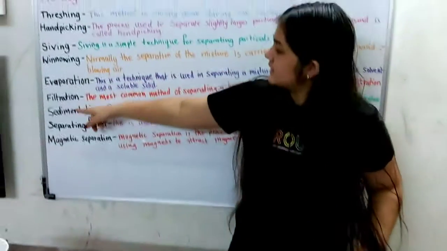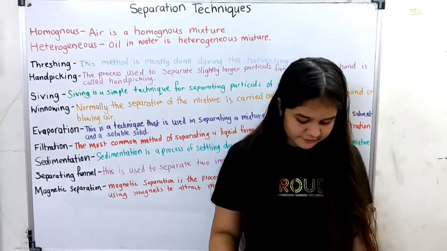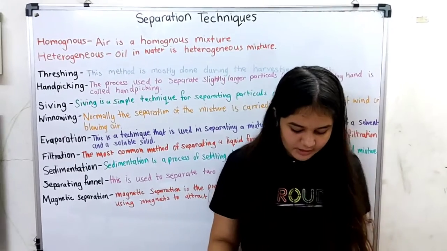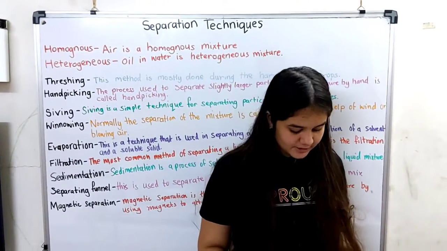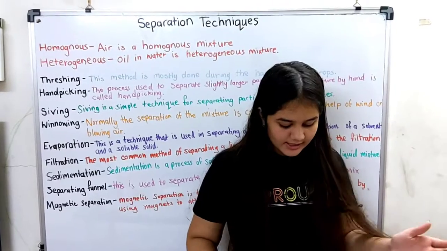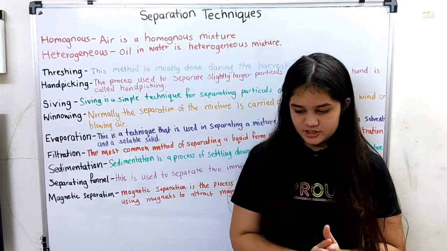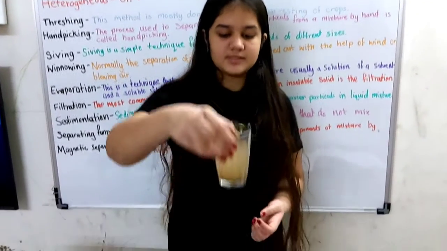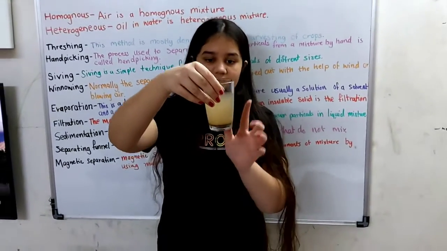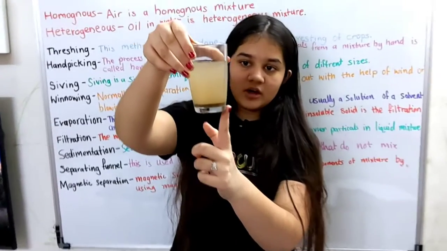Now next is sedimentation. Sedimentation is a process of settling down of heavier particles present in a liquid mixture. For example, in a mixture of sand and water, the sand settles down at the bottom. This is sedimentation. As you can see, just a minute ago we mixed water and sand. Now you can see the water is above and the sand is below.